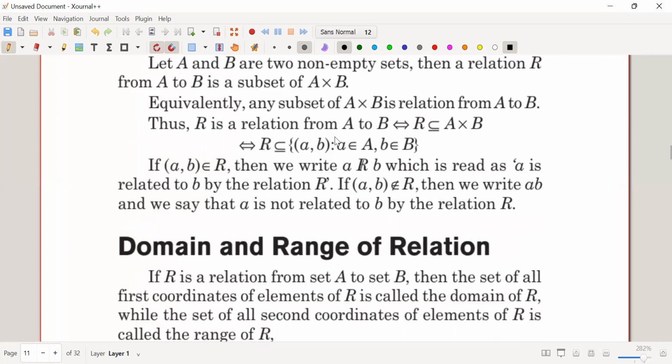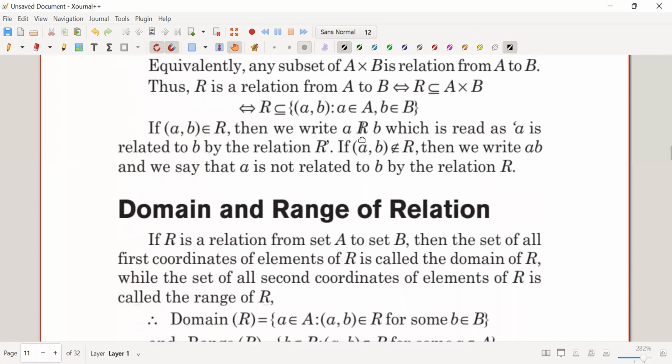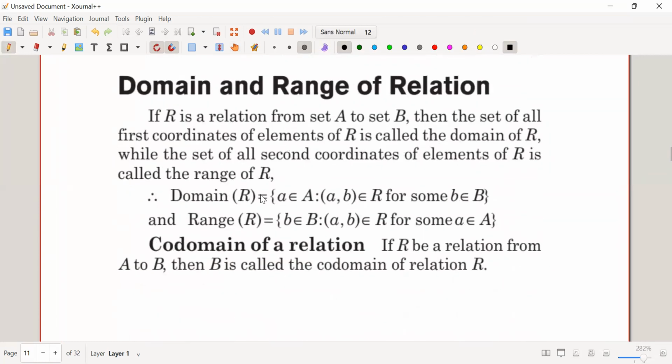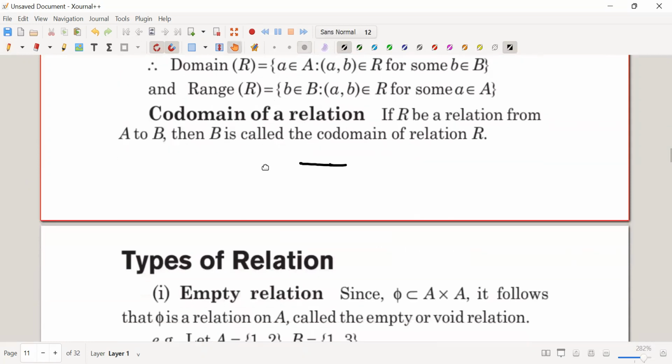R is a relation from A to B. R is a subset of A cross B. Number one. What is domain? Set A, from which set B is related, is known as the domain, and B, to which it is getting related, is called the codomain of the relation.